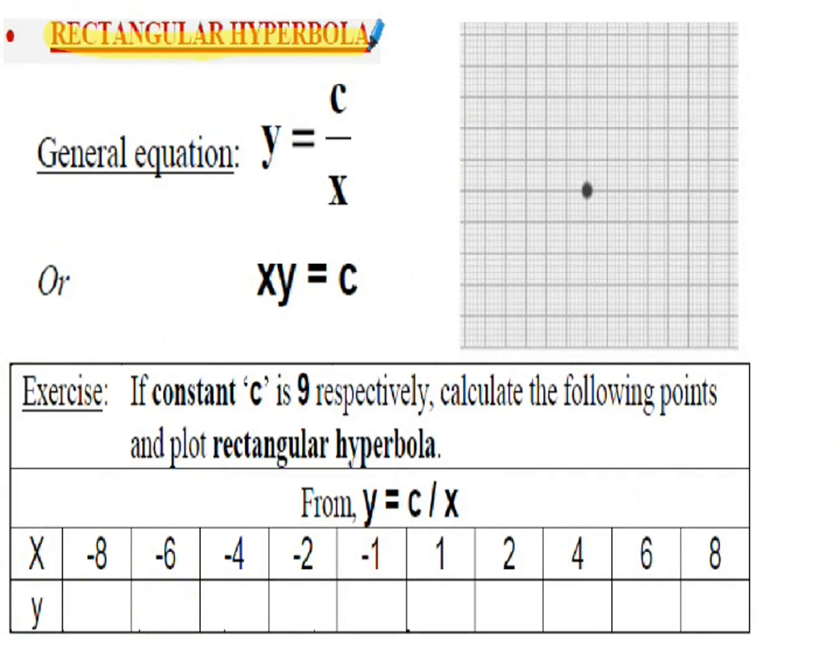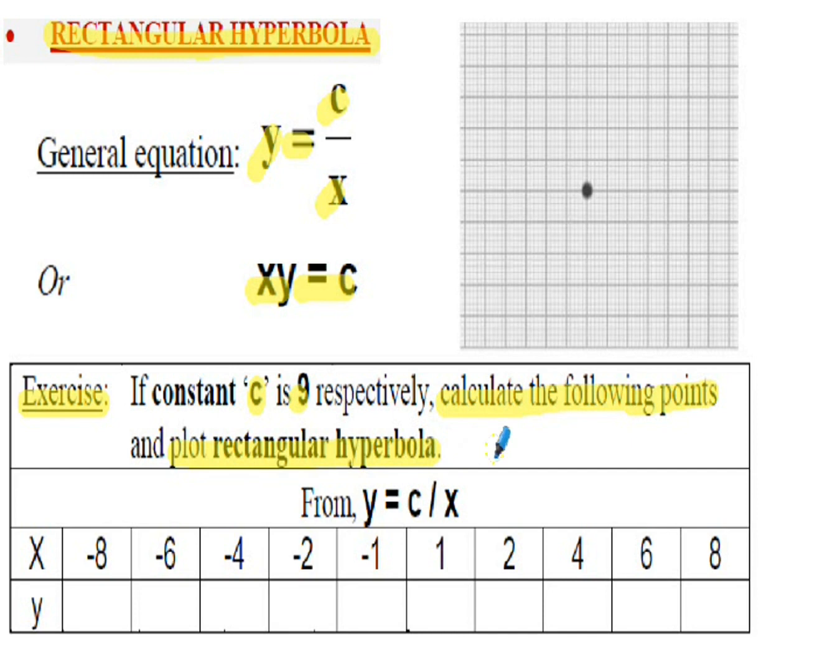The rectangular hyperbola has the general equation y is equal to c divided by x, or you could write that as y is equal to c times x to the -1. Or it could be rearranged that x times y is equal to c. So in the exercise given here, we're told that c is equal to 9 in this particular case, and we're asked to calculate the following points and plot the rectangular hyperbola.